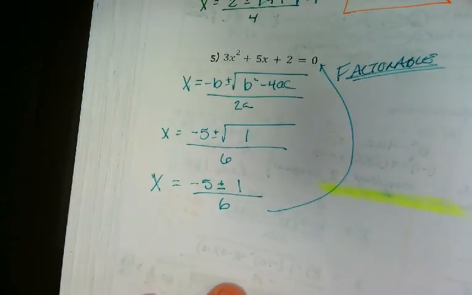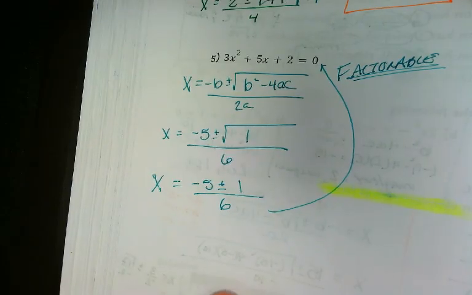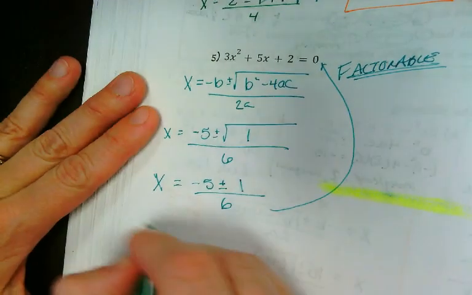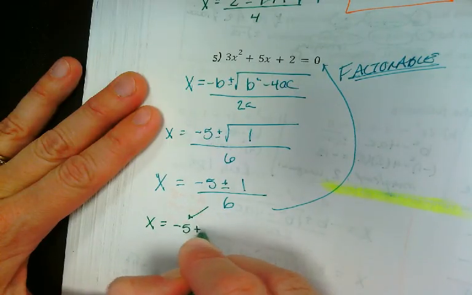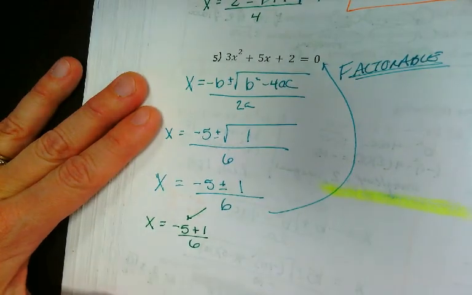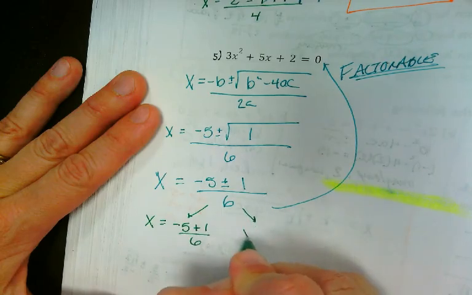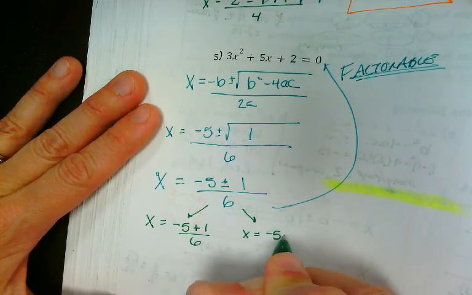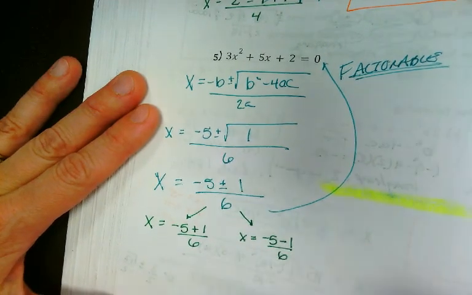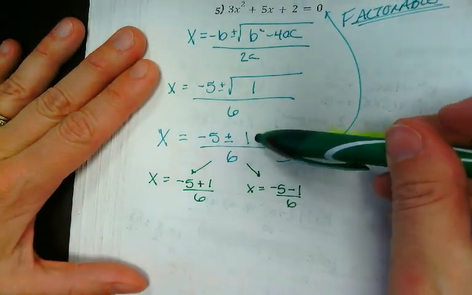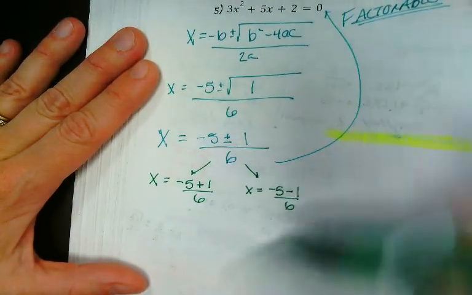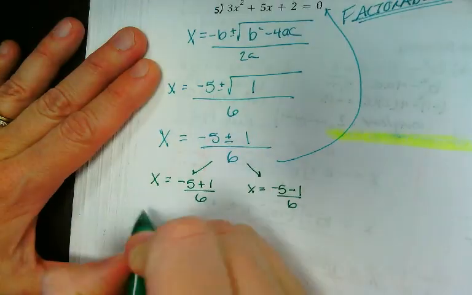Okay, so that means I've got to state my two answers. I actually have to write these down now. So I'm going to get x equals, one option is negative 5 plus 1 over 6. And the other option is x equals negative 5 minus 1 over 6. Okay, so all that means, if the square root completely disappears, that just means this was factorable to begin with, and you got to go get your two very specific x values.